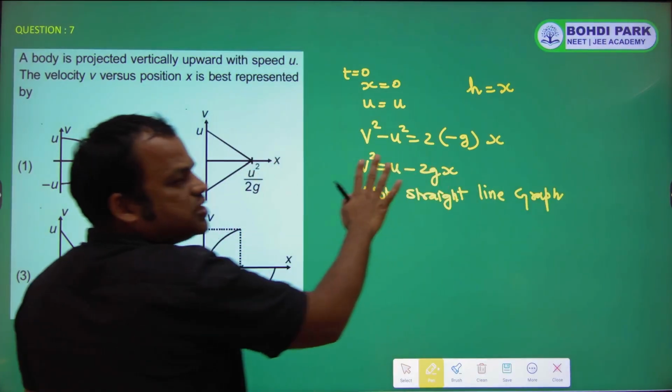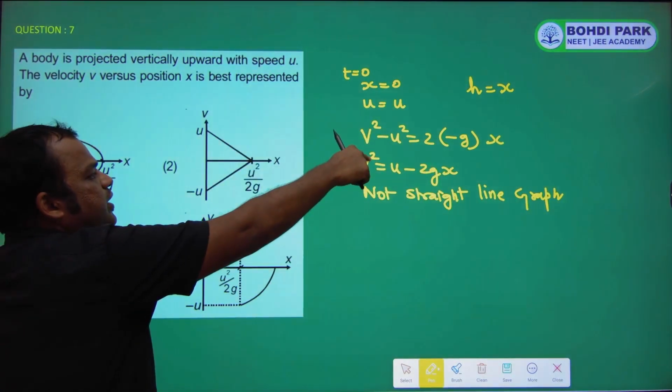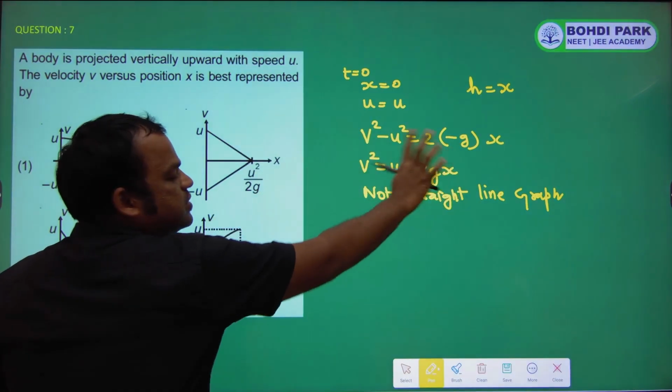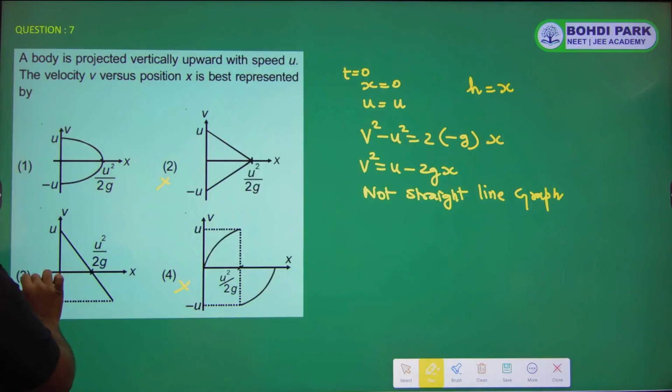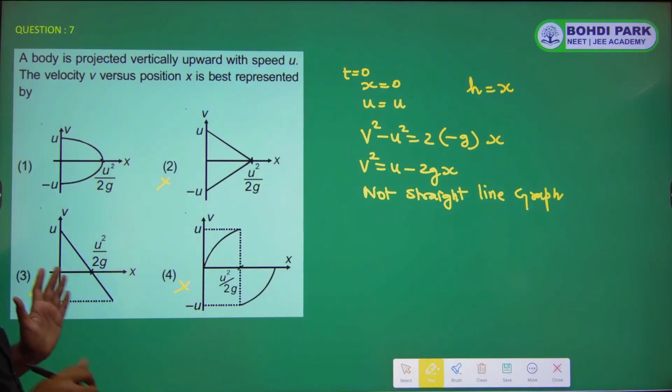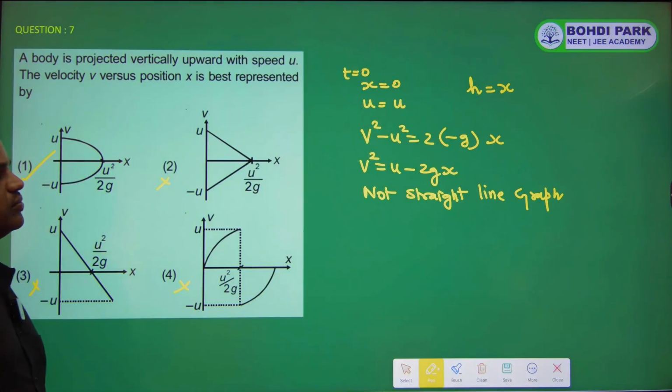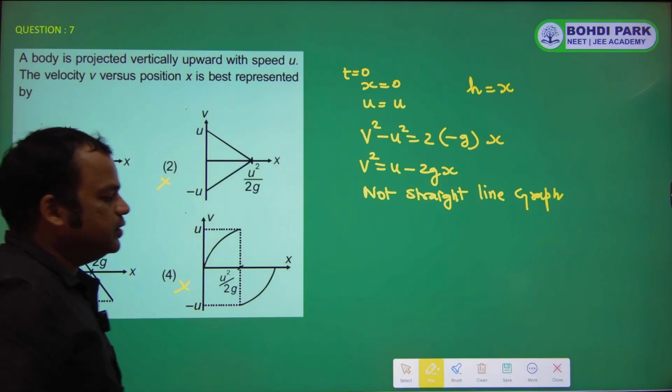Okay, it is not a straight line because the power of v is 2, okay, power of x is 1, so it is a parabola. So second and third option also wrong, so we have only one option left, that is first. So first is correct, it is a parabola. Finished. Now next question.